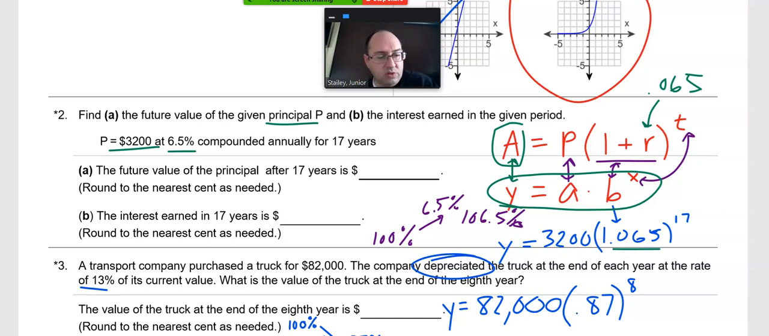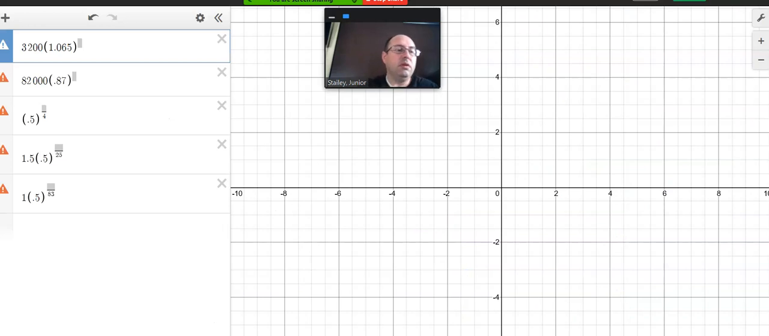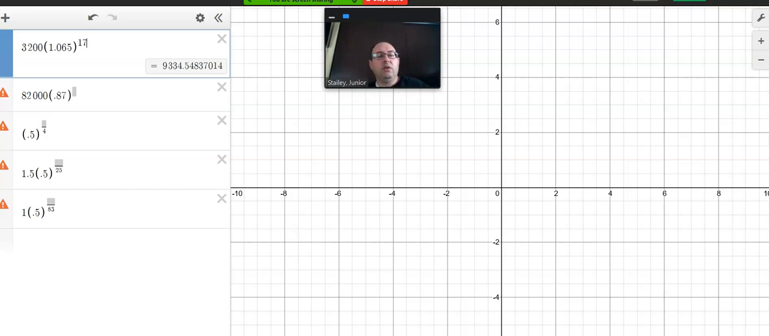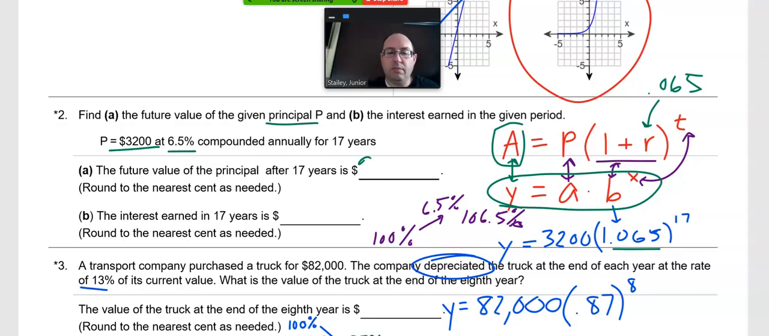We're using Desmos. Hold on, let me switch over. All right, let's type that. Oops, let's go up 17. Okay. $9,334.55. So, not quite triple your money, but definitely a nice return.